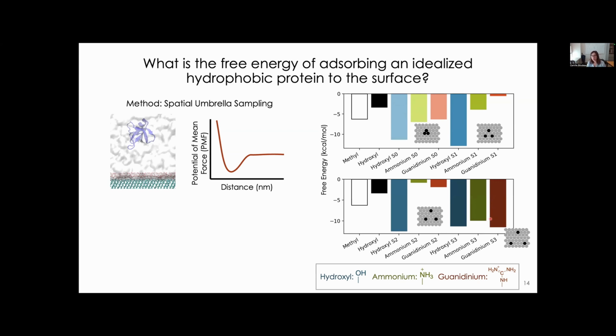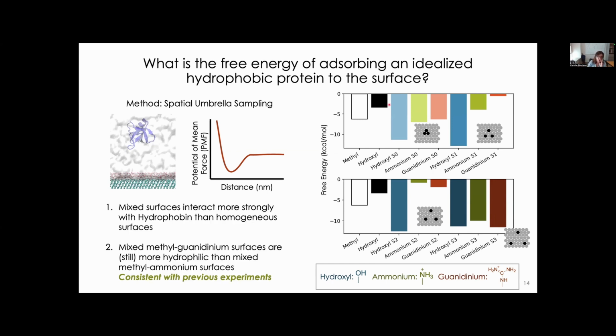The other thing I want to point out that I think is really interesting is the fact that these hydroxyl surfaces and then some of these ammonium and guanidinium surfaces actually bind hydrophobin much more strongly than just the methyl surface alone or the hydroxyl surface alone. So there's something about having a mixture of methyls and hydroxyls that actually binds hydrophobin much more strongly than just methyl or hydroxyl alone. And so this is just reiterating what I just said. Overall, this trend of guanidinium being more hydrophilic was consistent with previous experiments.